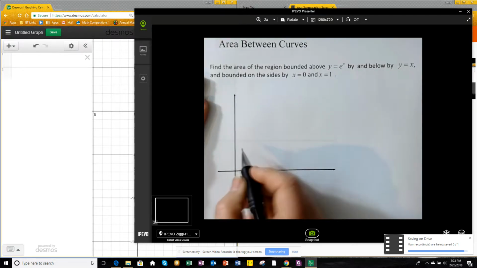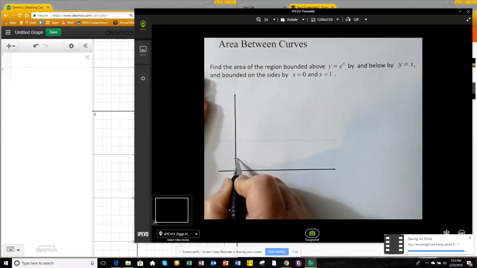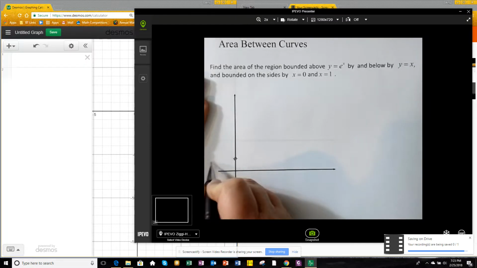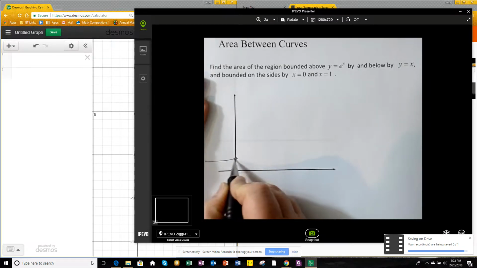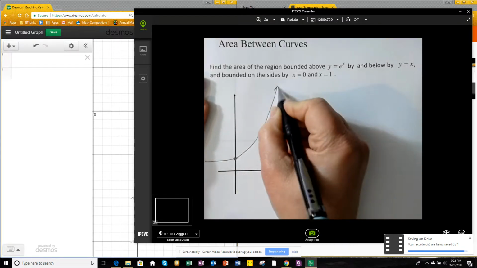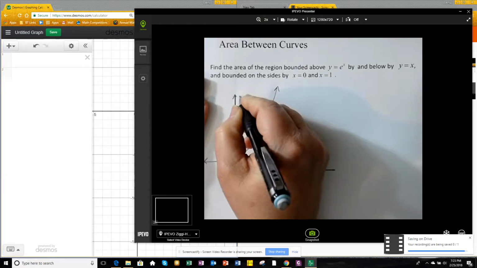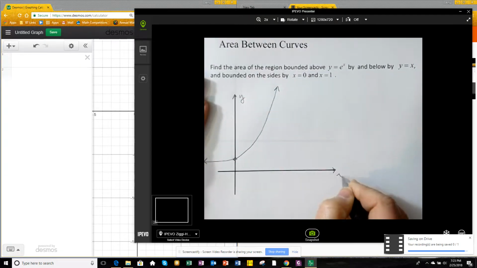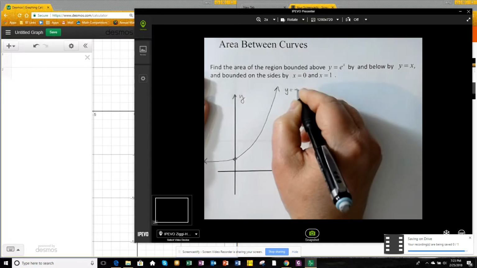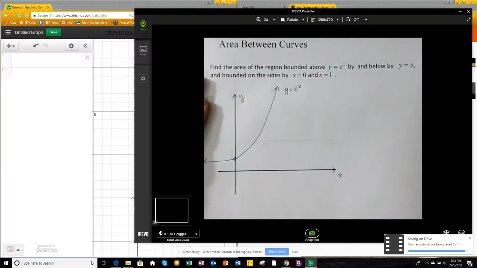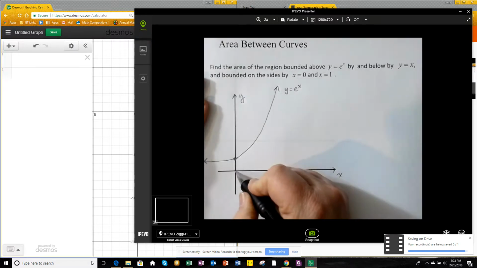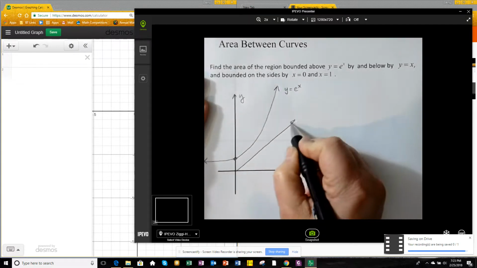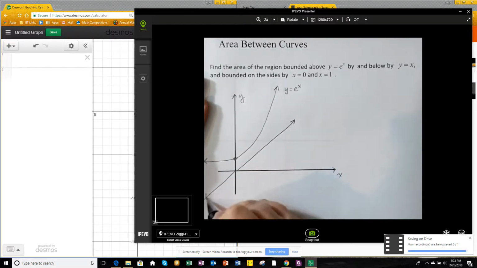And y equals e to the x is an exponential function that passes through the point 0, 1, and looks something like that, if you recall from pre-cal. So this is y equals e to the x. And then the second function is y equals x, which is just the line y equals x, easily drawn.